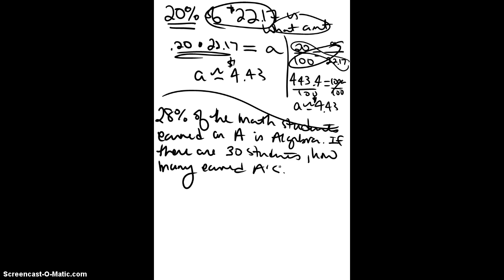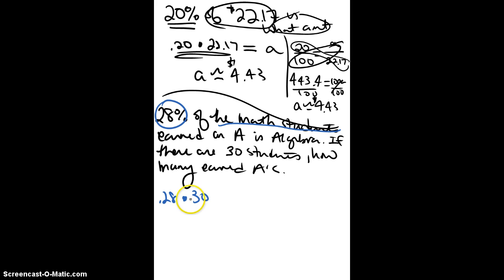They're just maybe hidden a little bit. Or you can do proportional, but it's the same idea. So I'm just going to switch colors here. So you have 28%, 0.28 of the math students. Now, do I know the math students? Well, later I do. There's 30 of them.